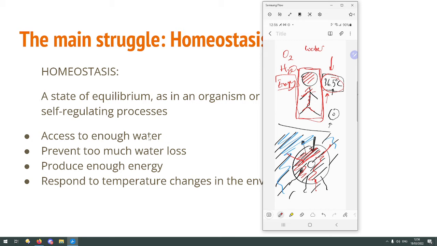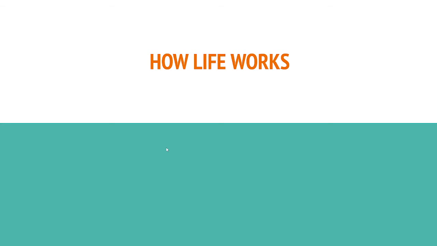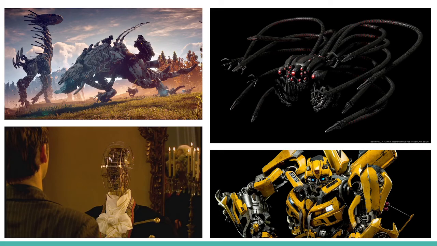So access to enough water. In organic materials, this is access to enough water, preventing too much water loss, producing enough energy, and responding to temperature changes in the environment. But again, a mechanical device, for example, might have a very different set of requirements.